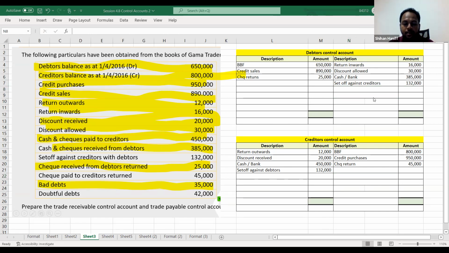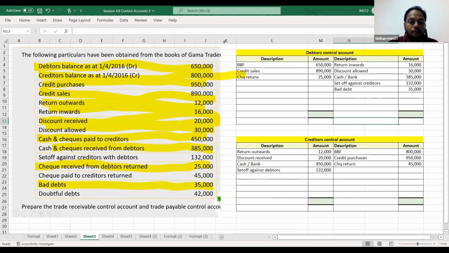Bad debt, 35,000. Okay. And the doubtful debts. What is meant by doubtful debts? Doubtful means we are not sure about receiving from the debtor. So we make a provision. So we call it provision for doubtful debt, which is an expense, and we create a provision.